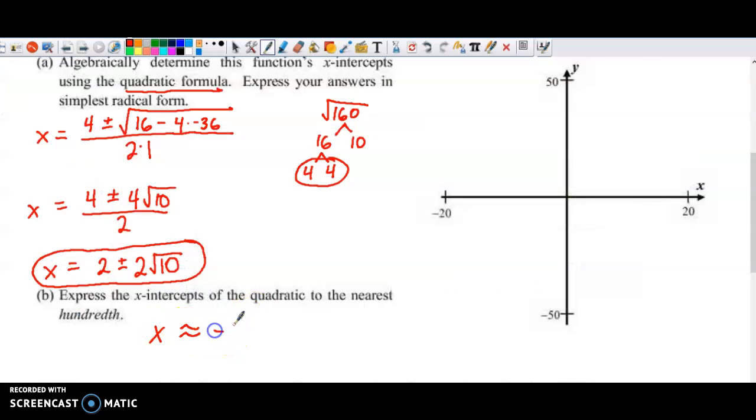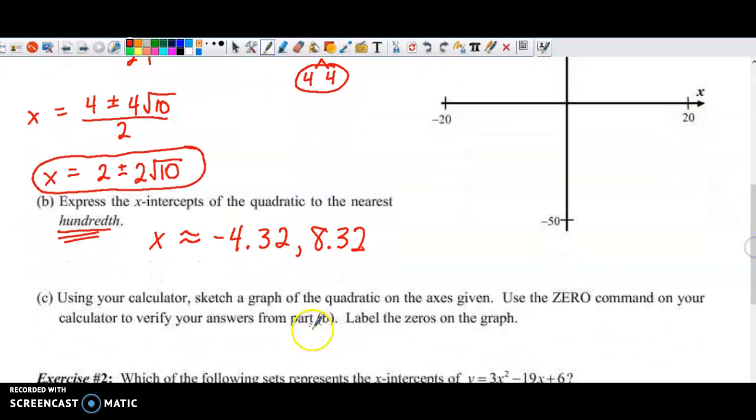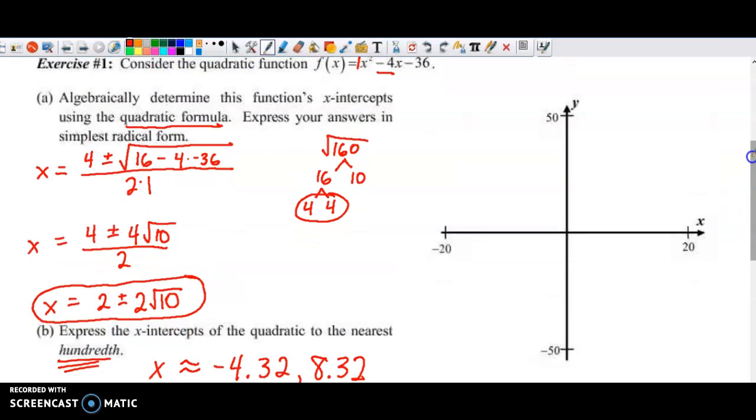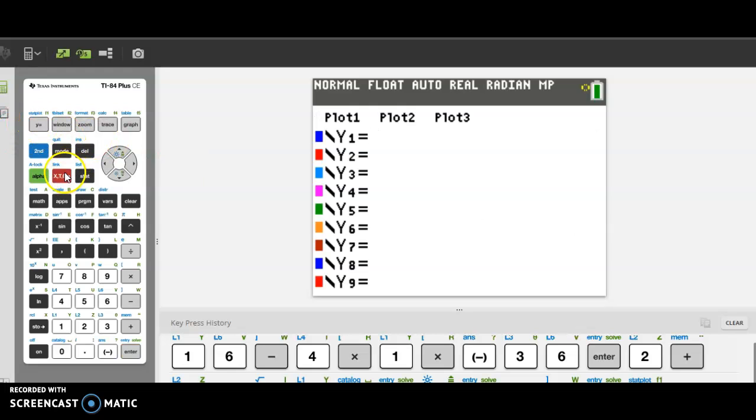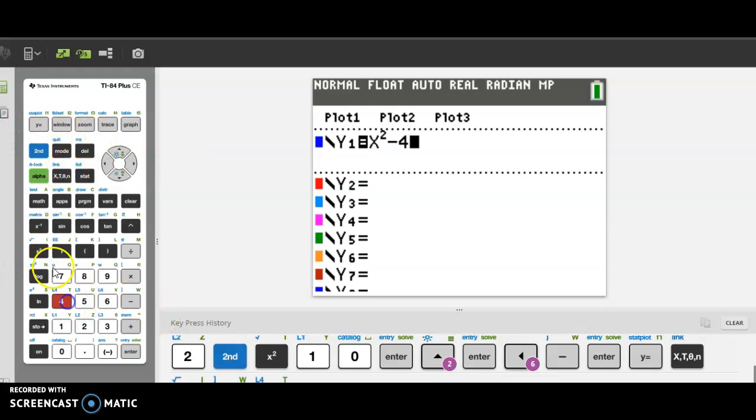And I put a squiggly for the approximate. As we go into pre-calculus, you'll see I start rounding to the nearest thousandth. They ask you to use your calculator to sketch the graph, and then you practice the 0 command to verify our answers. So on our graph in the calculator, let me scroll up because I already forgot: y equals x squared minus 4x minus 36.